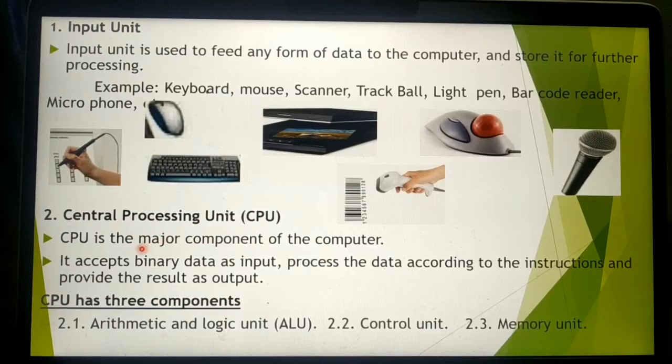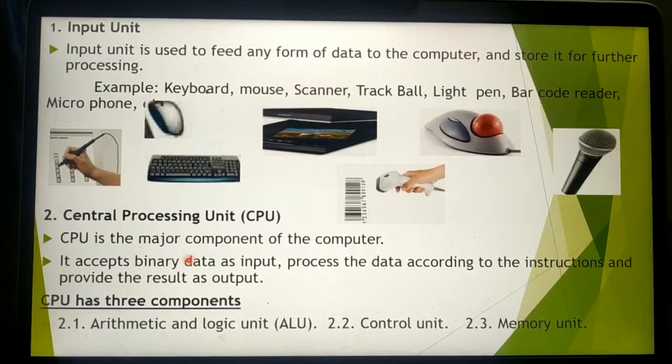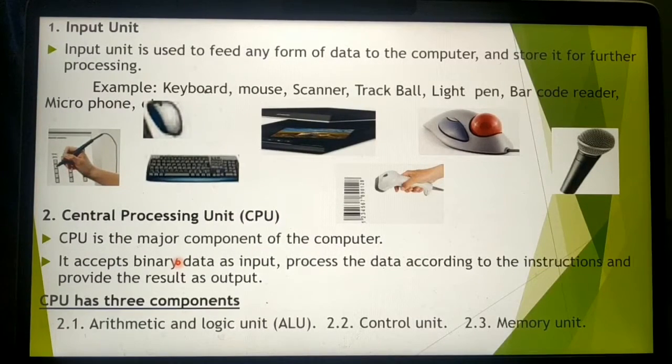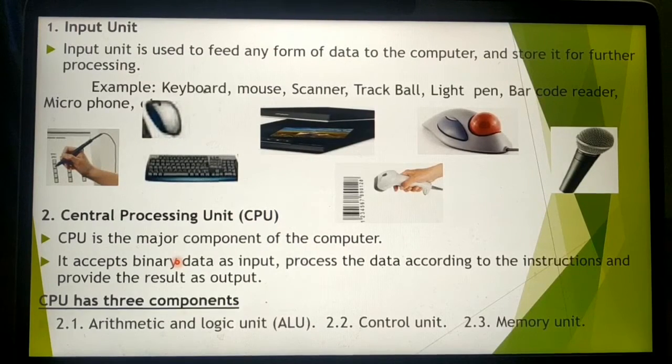The central processing unit accepts binary data as an input. Why does it have to accept binary data as an input? Because CPU knows only binary numbers 0 and 1, which is called low level language or machine dependent language. But we know only high level programming language. So the high level language program must be translated into binary numbers, which is in the form of machine language.